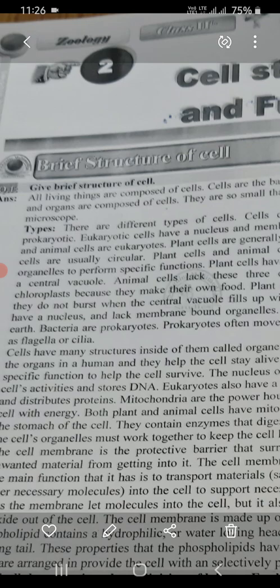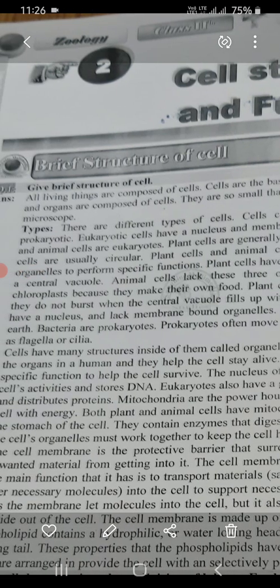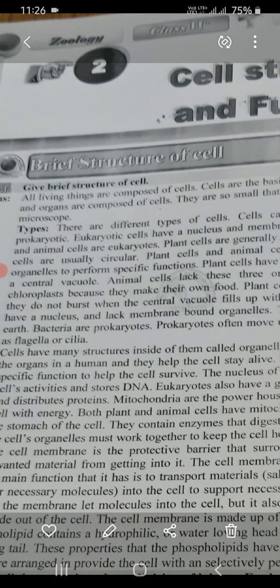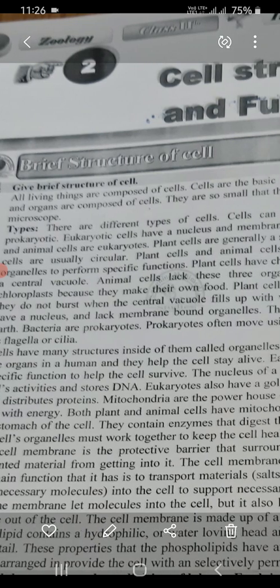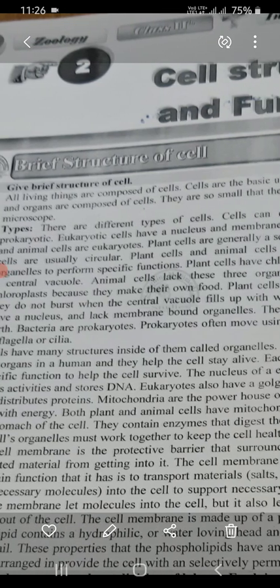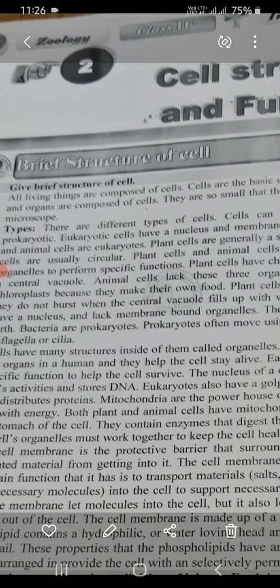Each phospholipid contains a hydrophilic, or water-loving, head and a hydrophobic, or water-fearing, tail. These properties that phospholipids have, and the specific orientation they are arranged in, provide the cell with a selectively permeable barrier.